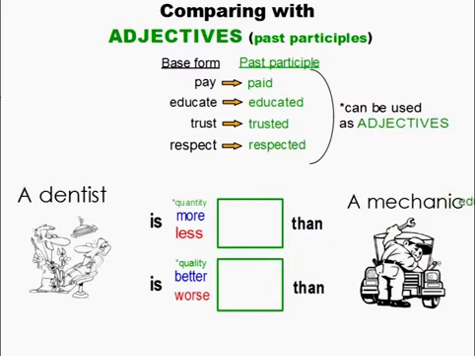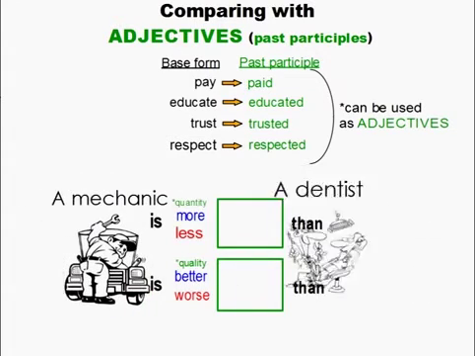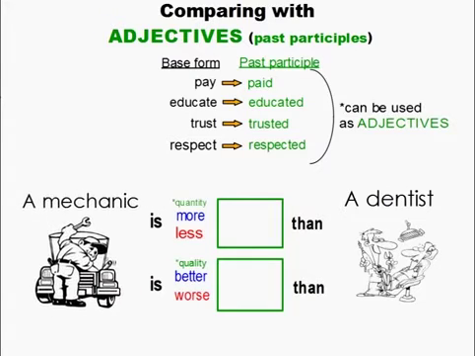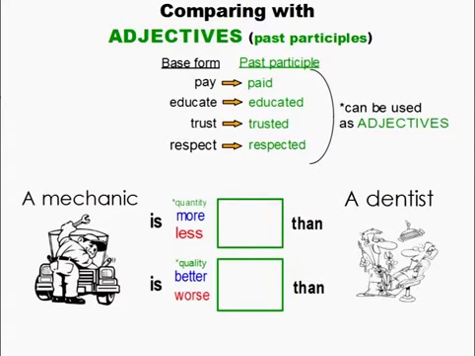Okay, now I'm going to change these a little bit, and we'll see how I can use the things with less and worse. Trust, for example, and the past participle trusted as an adjective. Who do you trust more, your dentist or the mechanic? Personally, I don't trust the mechanic. They never give me a good price for the fixing of the car, so I'm going to say a mechanic is less trusted than a dentist.